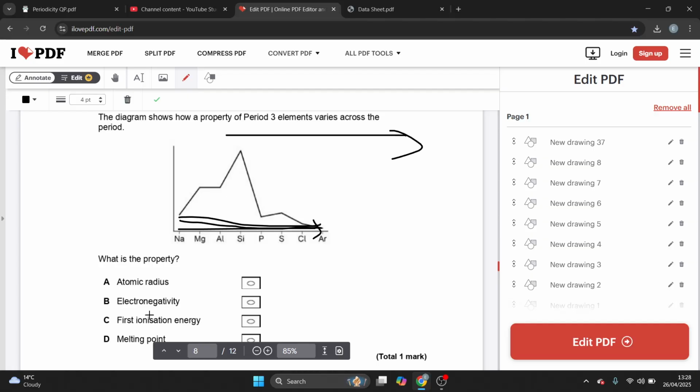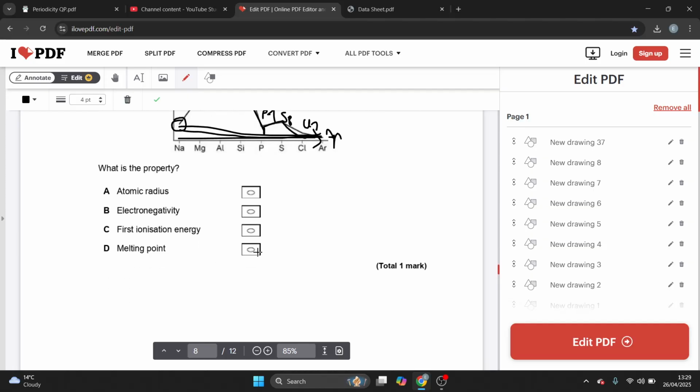So therefore it must be melting point, and it makes sense because that's sodium, Na plus, that's Mg2 plus, then Al3 plus, then boom, silicon, but then you've got phosphorus, and then it slightly increases because you go from P4 to S8, and then it massively decreases because you go from S8 to Cl2, and then it goes to argon, which is monatomic. So yeah, it is melting point.